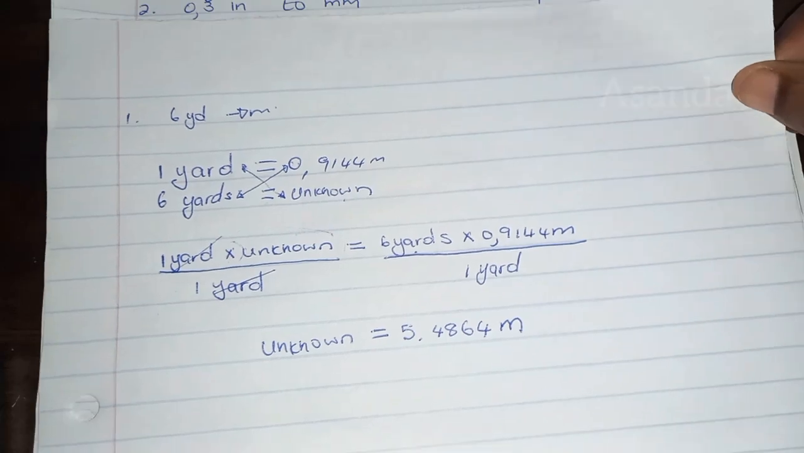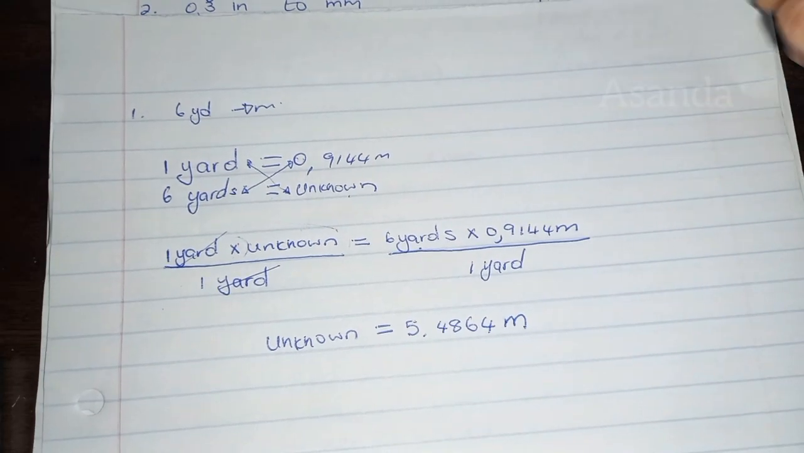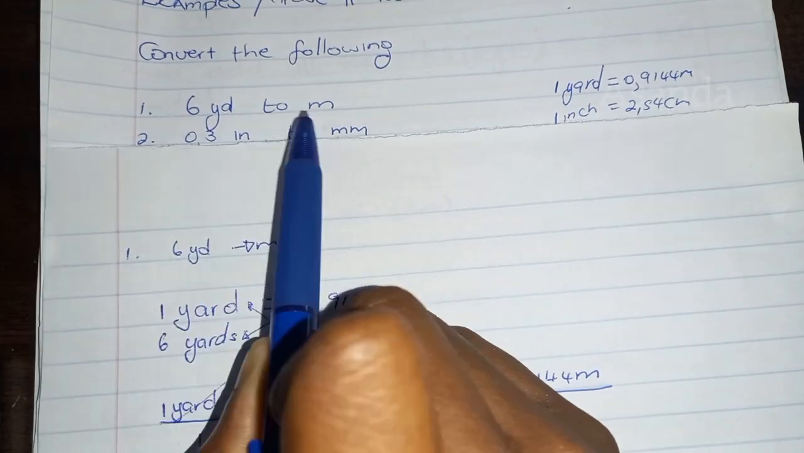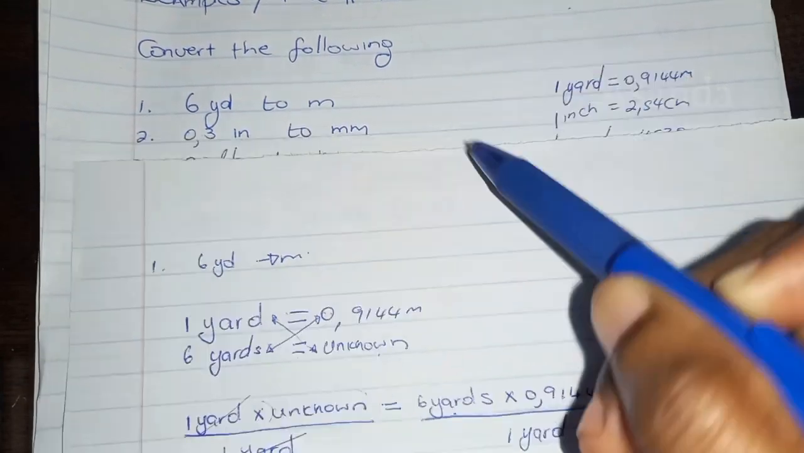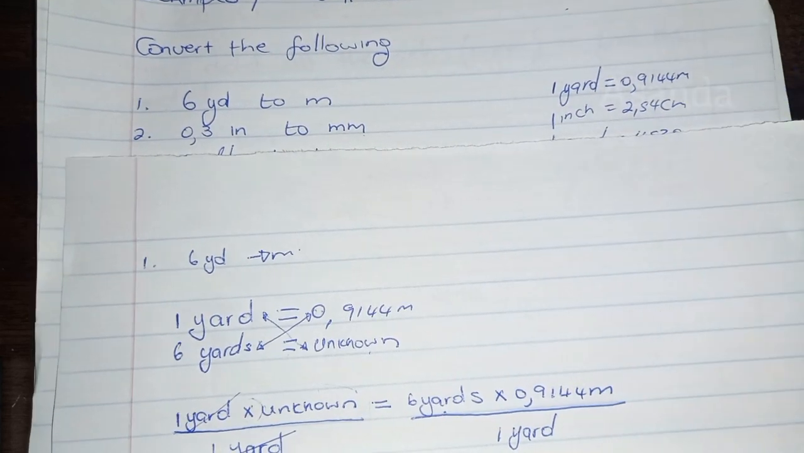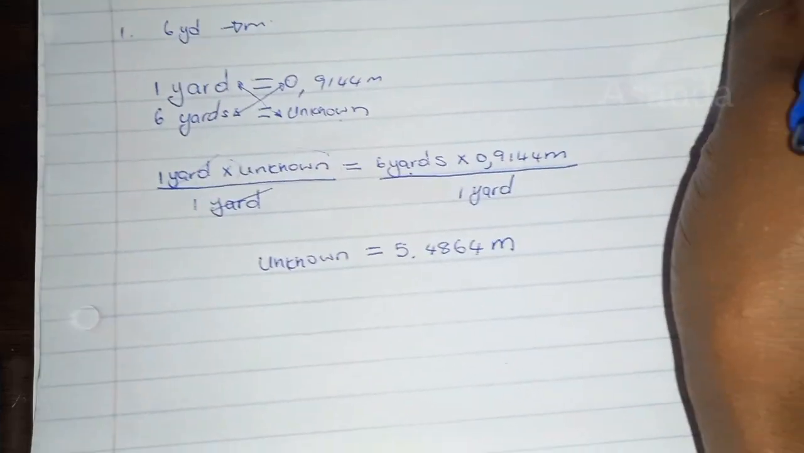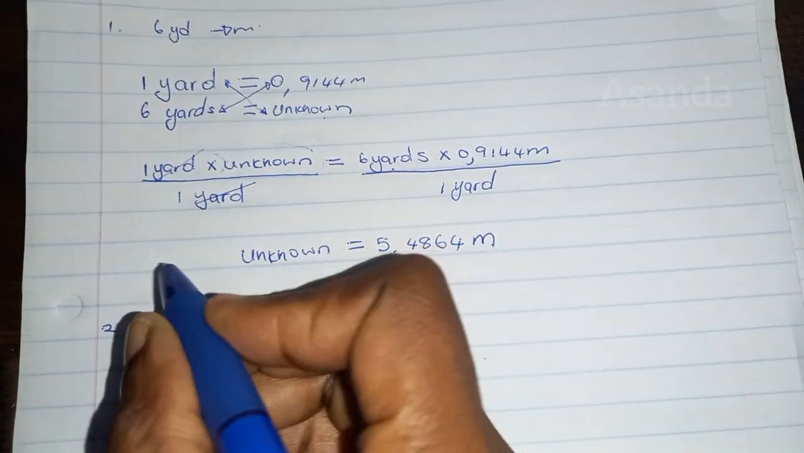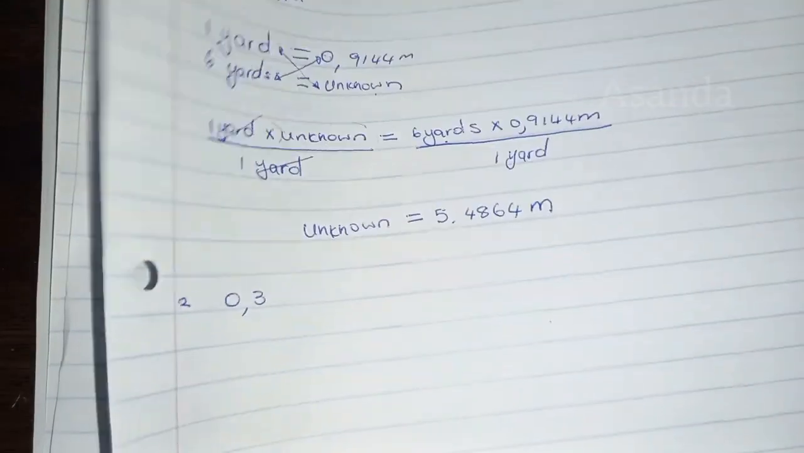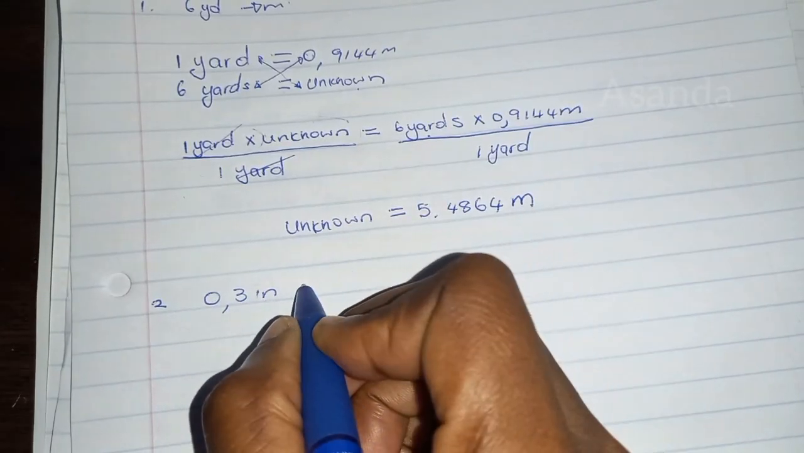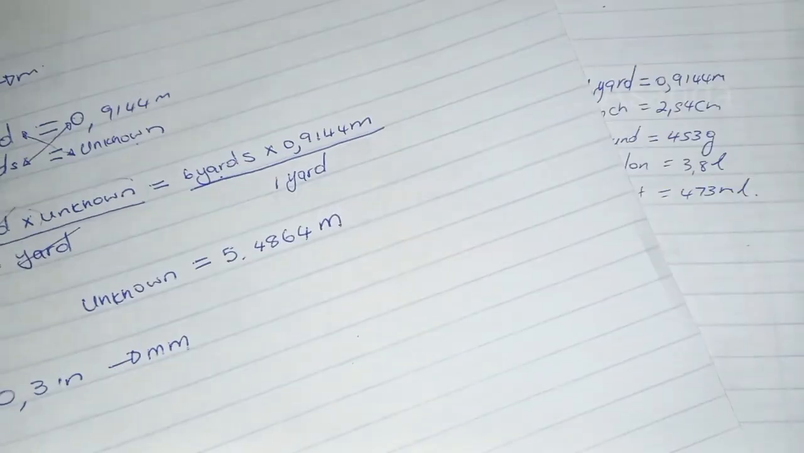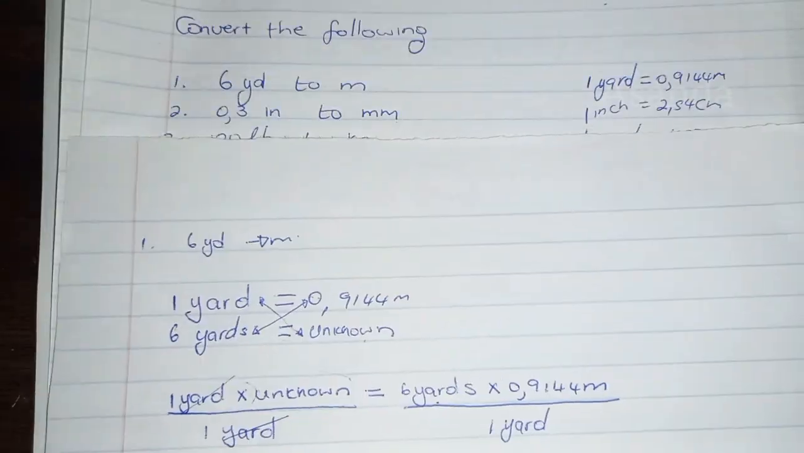Then we go to number 2. Number 2 says convert 0.3 inches to millimeters. Note that 1 inch is equal to 2.54 centimeters. So again, what I do is I write it down. I say 0.3 inches. I'm supposed to convert it to millimeters. So that is the question. The question said I must convert to millimeters. Then I'm going to use the conversion factor.